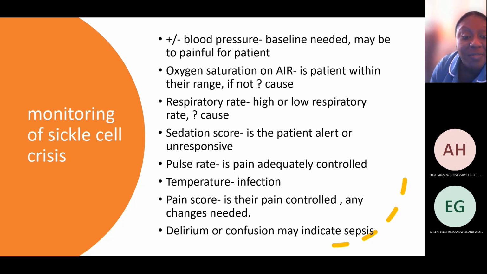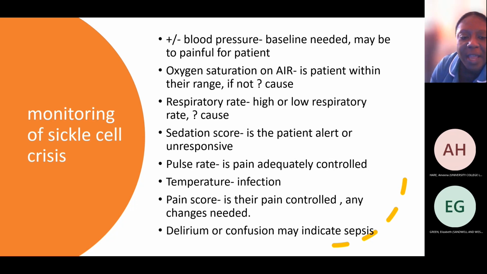Temperature, this also shows infection, for example. So if the temperature is above 38, then we normally do our blood cultures, we do our bloods, we let the doctor know. So obviously we need to have the patient straight away on IV antibiotics. And because most of our patients who have sickle cell disease have their spleen removed at an early age, we have a very low threshold for IV antibiotics. So we give that straight away regardless. So the temperature can also show that there's an infection going on.